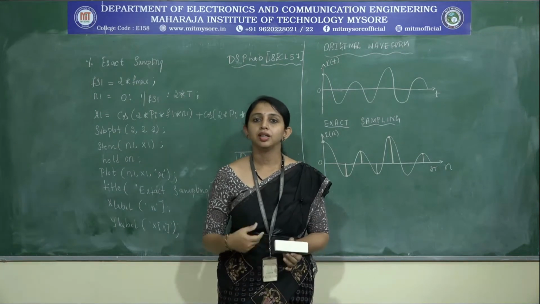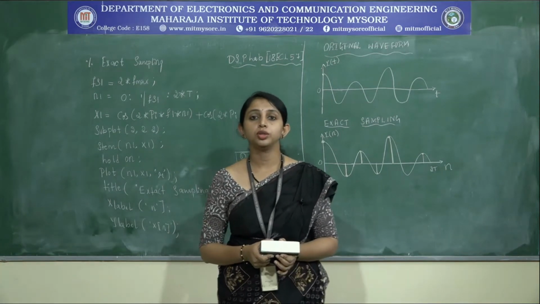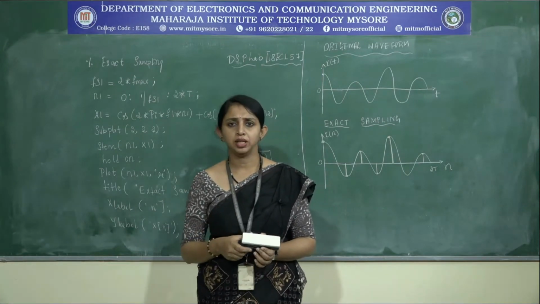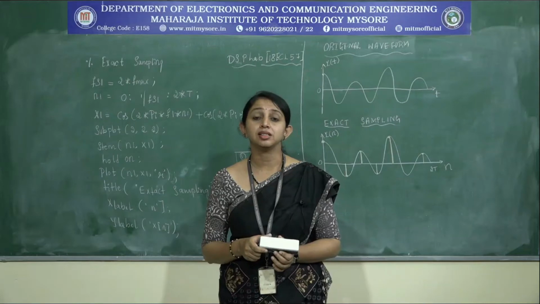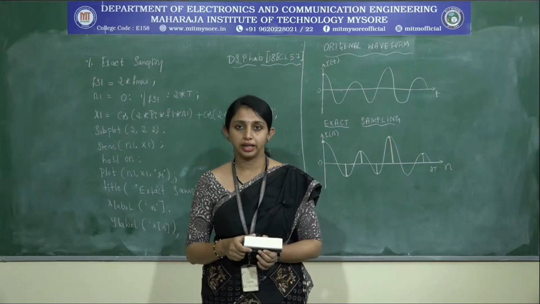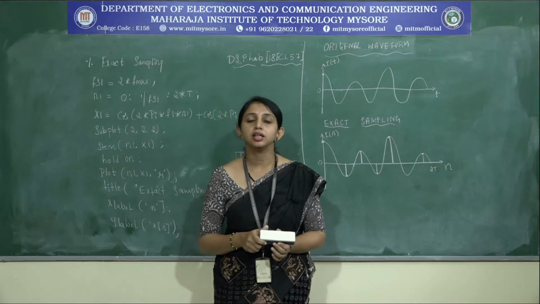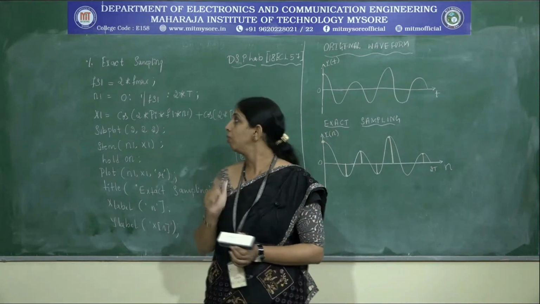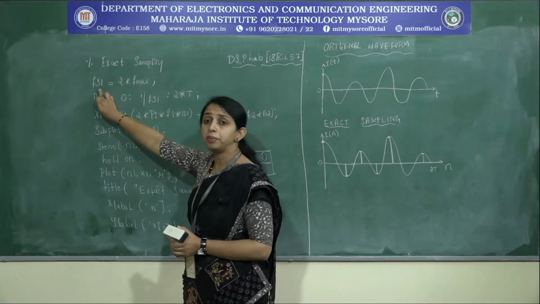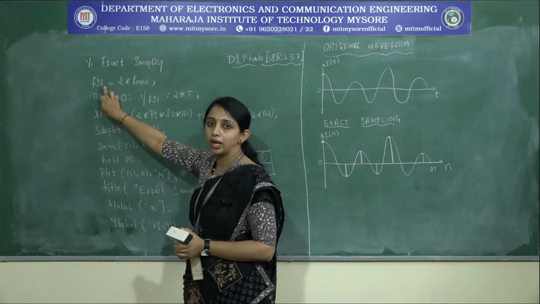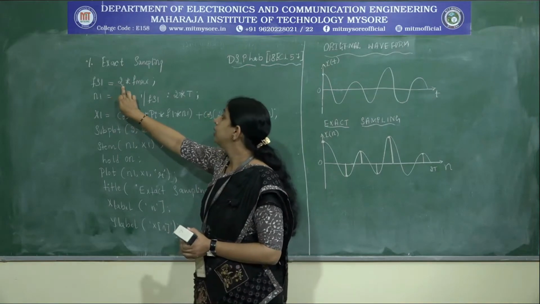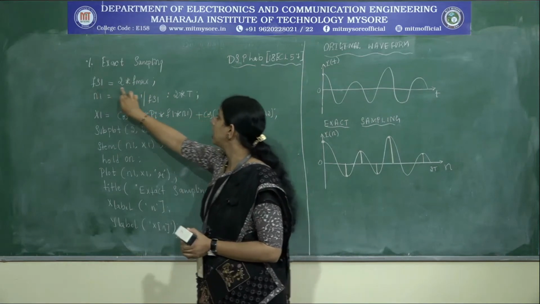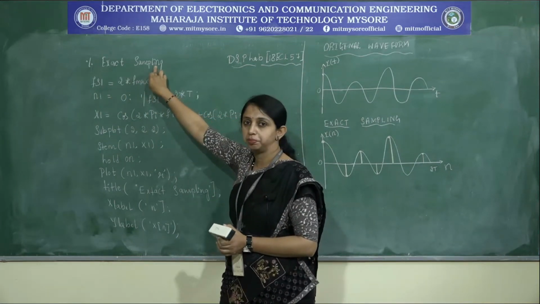Now, I will explain the next part of the program where we are going to see the exact sampling. What is exact sampling? This exact sampling is according to the Nyquist rate. The frequency to be considered is equal to twice the maximum frequency. So, now let us take the first sampling frequency as fs1, which is equal to twice the maximum frequency. So this is the condition for exact sampling.